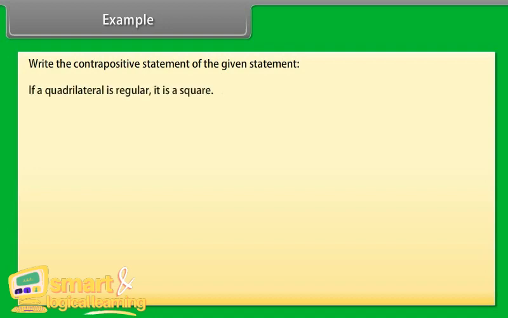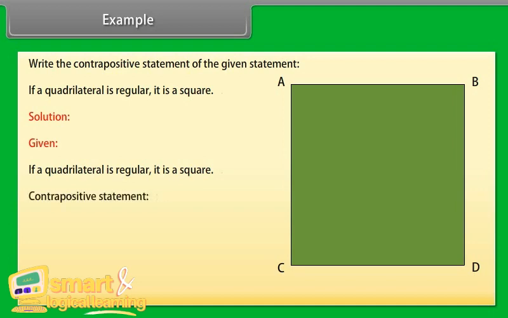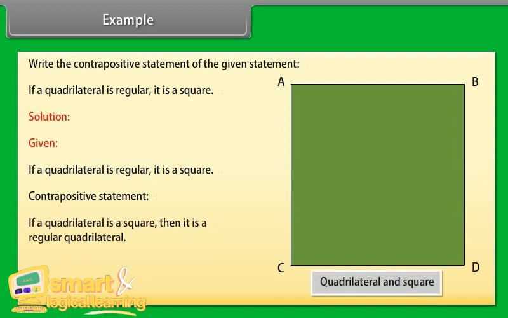Example. Write the contrapositive statement of the given statement: if a quadrilateral is regular, then it is a square. Solution. Given: if a quadrilateral is regular, it is a square. Contrapositive statement: if a quadrilateral is a square, then it is a regular quadrilateral.